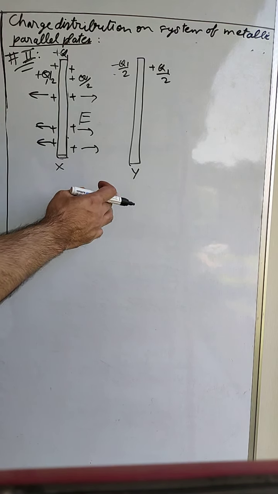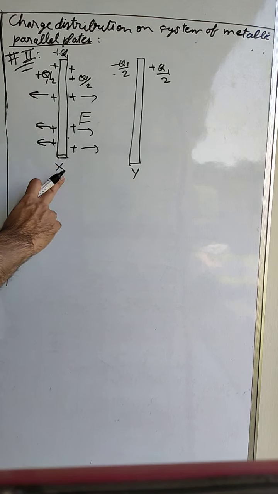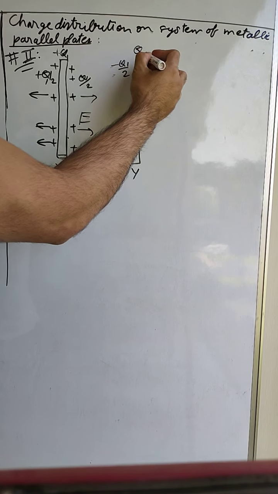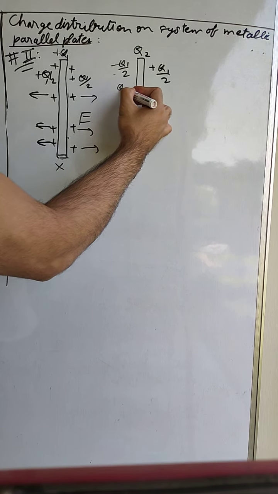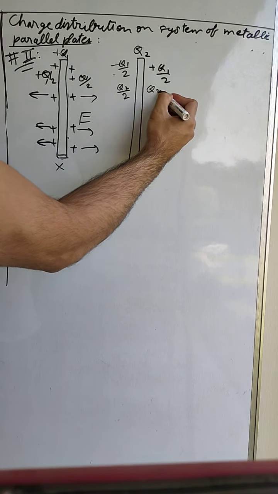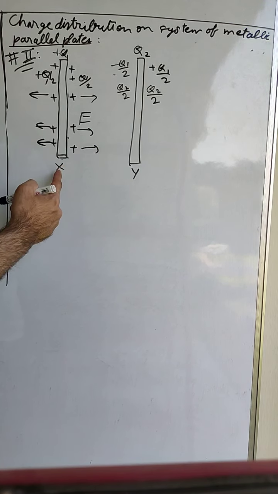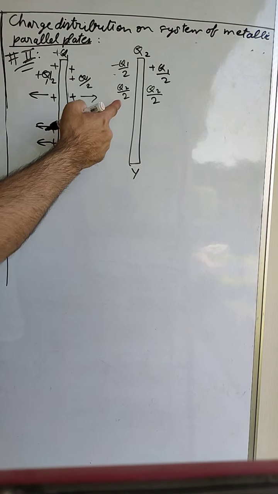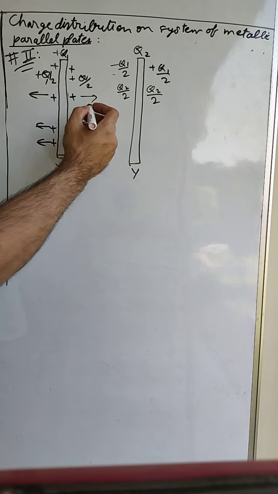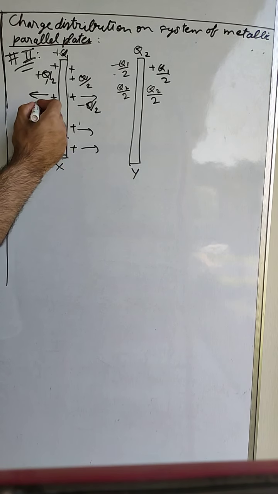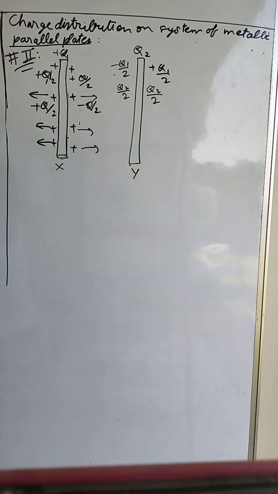Similarly, if we say that initially only Y was charged and X was not charged, and Y is given a charge of Q2, then Q2 upon 2 will be on this surface and Q2 upon 2 will be on this surface. Since only Y is charged and X is not charged initially, this plus Q2 by 2 will induce a charge of minus Q2 by 2 on this surface, and because of this, a plus Q2 by 2 charge will come on the other surface.